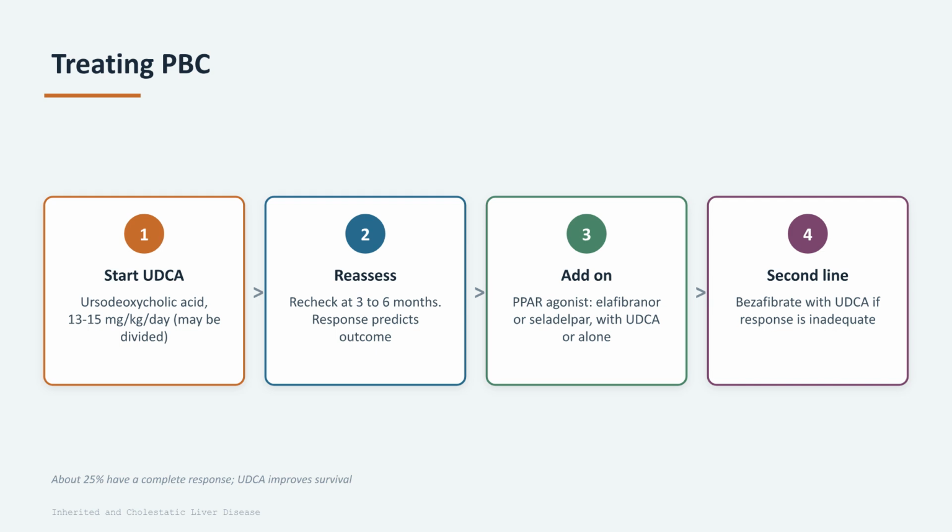Treatment starts with ursodeoxycholic acid. Guidance from the American Association for the Study of Liver Diseases gives 13 to 15 milligrams per kilogram per day, which may be given in divided doses. Recheck the biochemistry at 3 to 6 months, because the biochemical response predicts the clinical outcome. About 25% of patients have a complete response, and treatment improves survival, reduces histologic progression, and reduces complications. If the response is inadequate, add a PPAR agonist, elafibranor or seladelpar, either with the ursodeoxycholic acid or alone if the patient cannot tolerate it. Bezafibrate is a second-line option in combination.